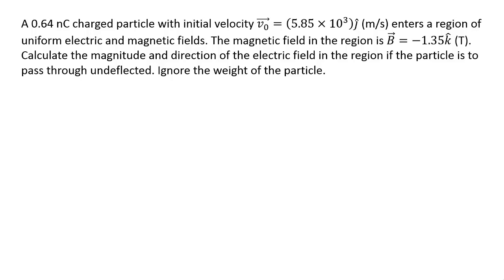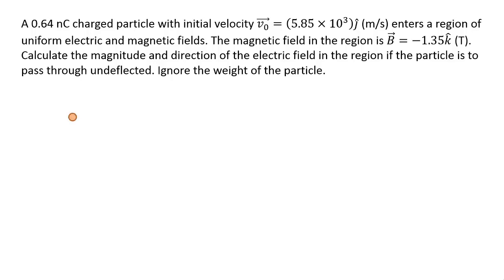A 0.64 nanocoulombs charged particle with initial velocity 5.85 times 10 to the third j meters per second enters a region of uniform electric and magnetic fields. The magnetic field in the region is minus 1.35 k Tesla. Calculate the magnitude and direction of the electric field in the region if the particle is to pass through undeflected. Ignore the weight of the particle.